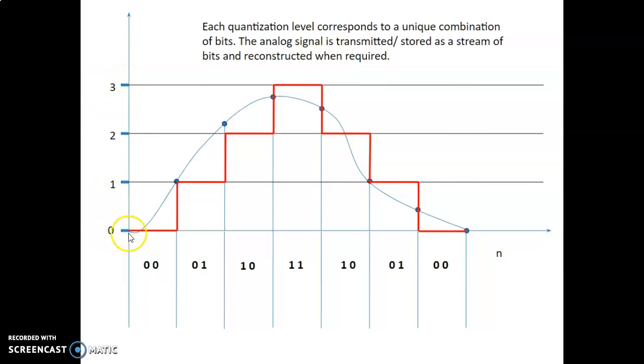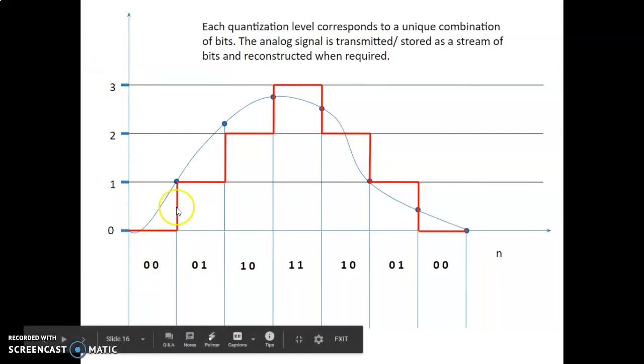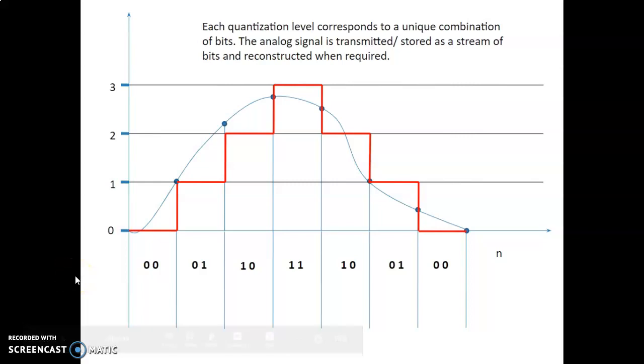Whichever sample is at level 0 will be encoded as 0 0. Whichever sample is at level 1 will be encoded as 0 1. Whichever sample is at level 2 will be encoded as 1 0. Whichever sample is at level 3 will be encoded as 1 1. This sample is at level 2, so it is 1 0. This sample is at level 1, so it is 0 1. And this sample is at level 0, so it is assigned 0 0. This is the third step of converting analog signal to digital, which is nothing but encoding. Encoding means assigning bits to a quantization level.